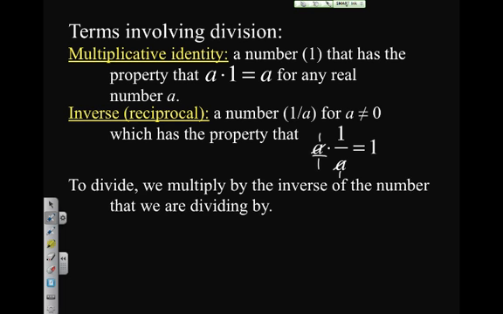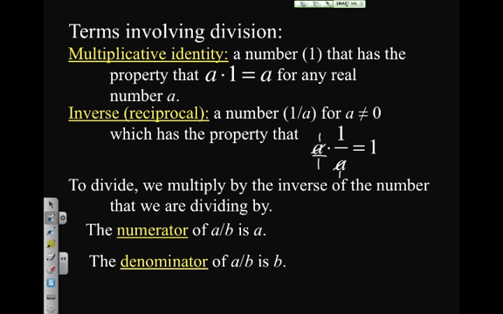To divide, we're going to multiply by the inverse of the number that we are dividing by. So the same rule that we used for subtracting, we can use a similar rule for dividing. So instead of dividing by 5/8, we can multiply by the inverse, or the reciprocal, 8/5. The numerator of a fraction A over B is the A. The denominator of that fraction is the B.